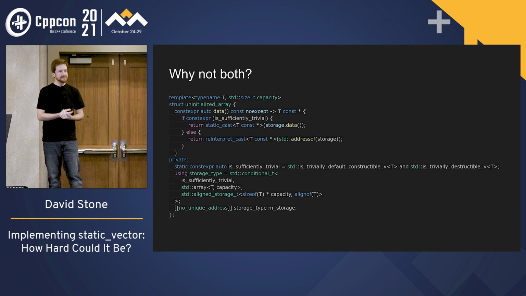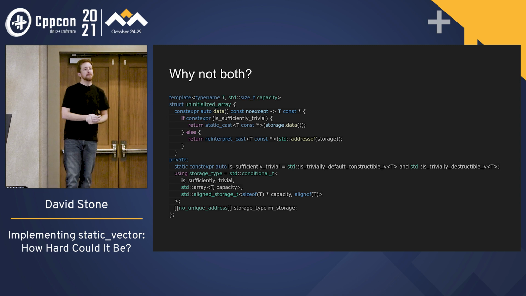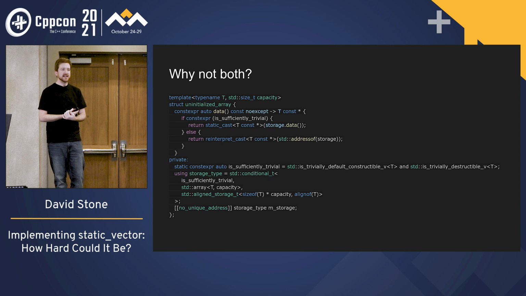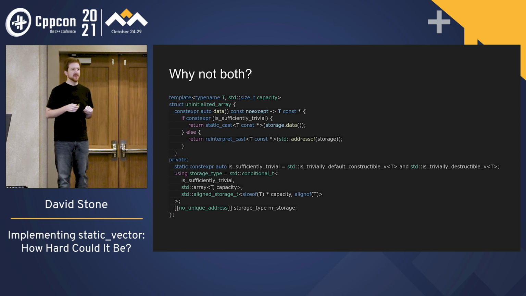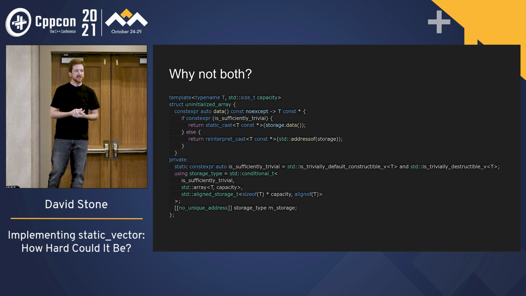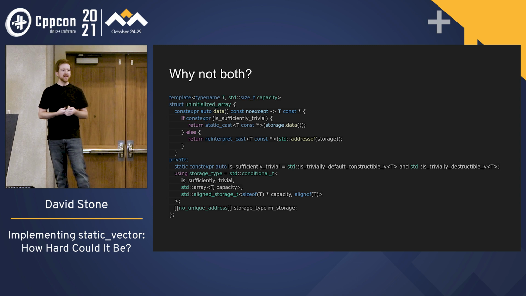Yes? Trivially default constructible guarantees that it doesn't have any side effects as well? The question was, does trivially default constructible guarantee it doesn't have any side effects? And the answer is yes. It is side effect free because there is no user-defined code that is run when you default construct it. So that's what ints do, it's what pointers do, it's what all the built-in types do. Any other questions? I thought I saw one.